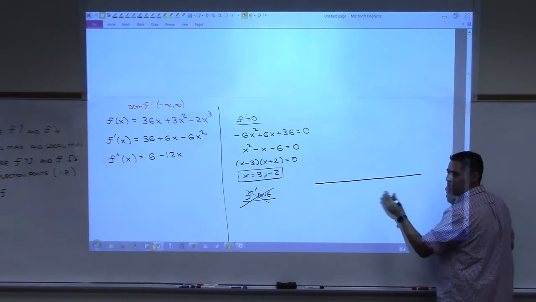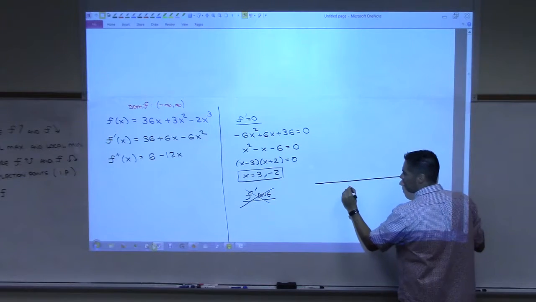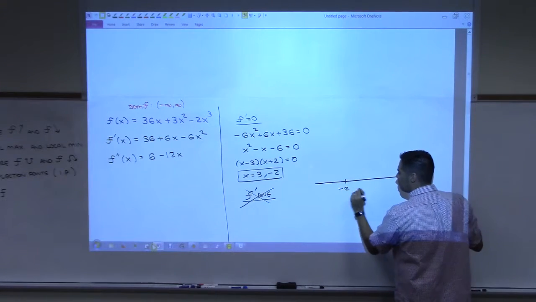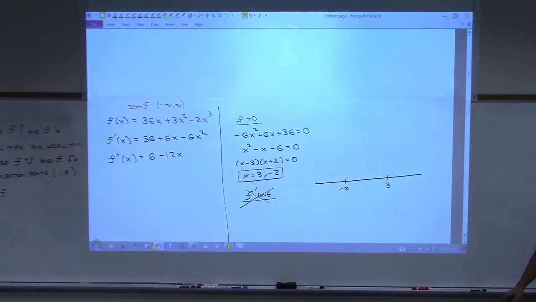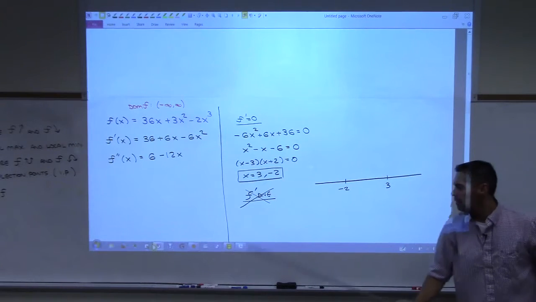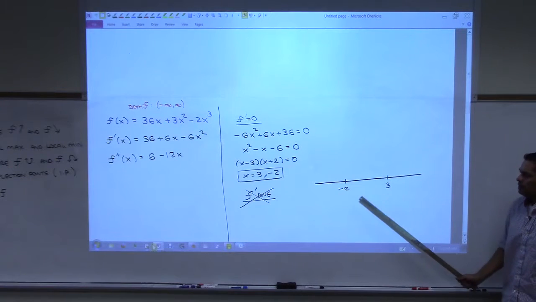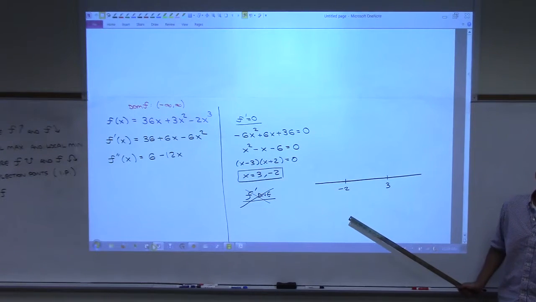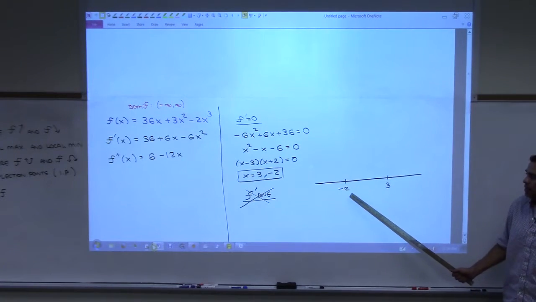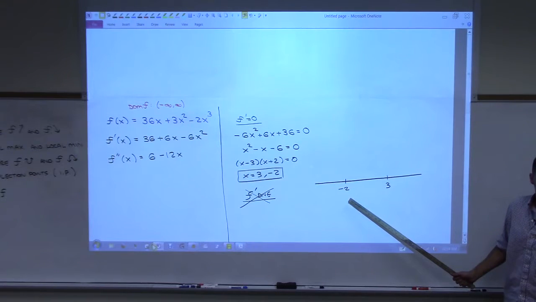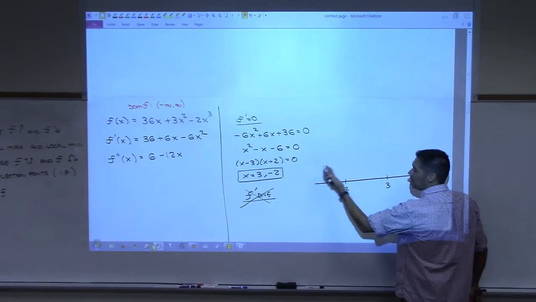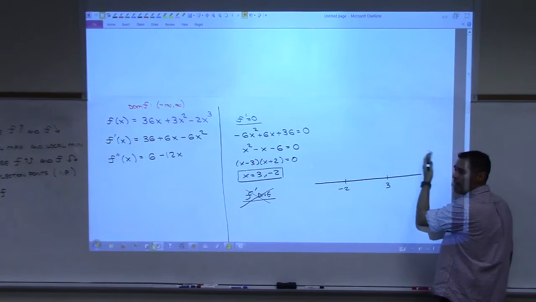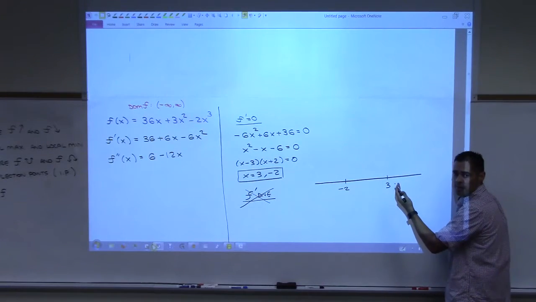And I'm going to plot these two critical numbers. I'm going to make sure I get them in the correct order: -2 and +3. I know that at those 2 points, what's happening? Well, the derivative is 0, right? These are critical numbers. So something is happening to the left of it, something is happening in between these, and something is happening to the right in terms of the derivative.